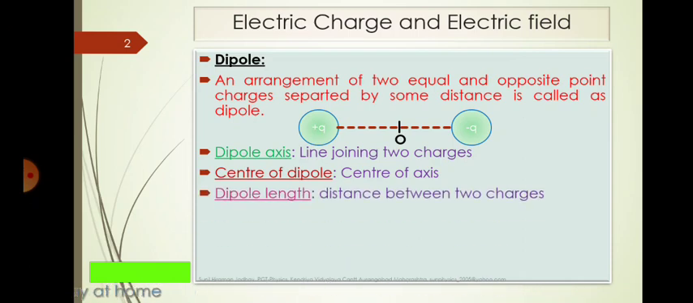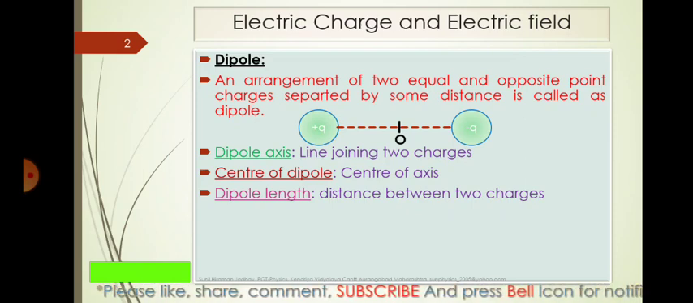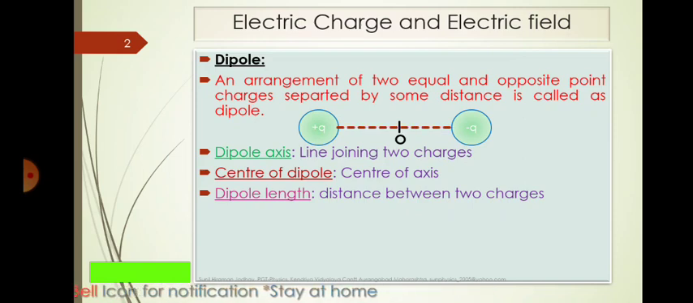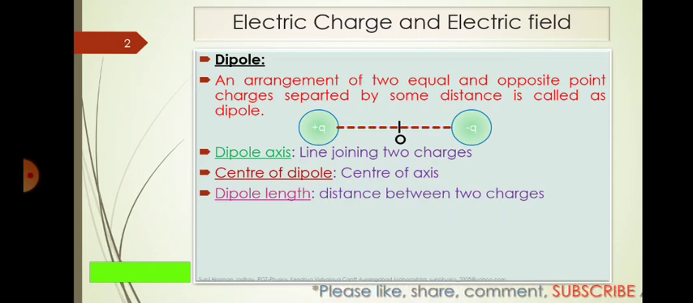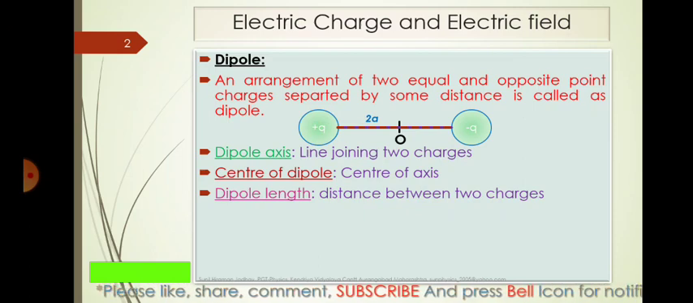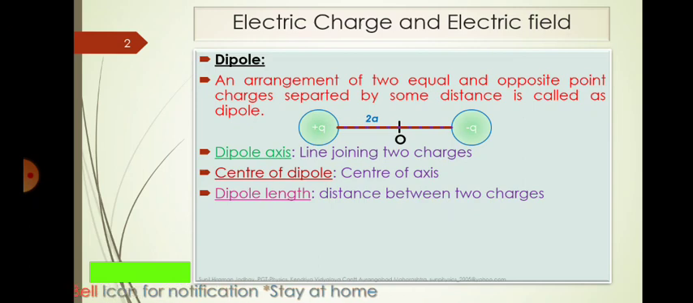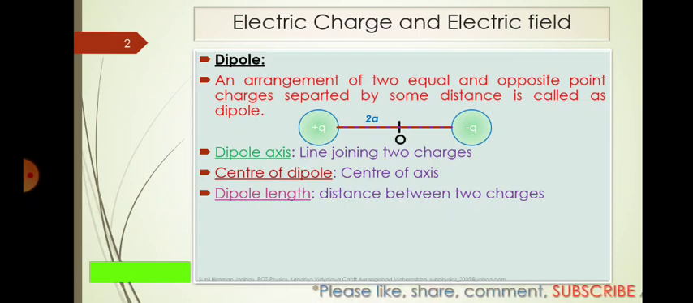Next, dipole length. Again, from the heading itself it is clear that it is the distance between two point charges. So you can see in the diagram, now I am completing it with a purple colored line here. So this total distance between these two charges is called the dipole length. Generally it is taken to be 2a. When I am saying 2a, basically the distance of each charge from the center of the dipole is taken to be a. So that's why it becomes 2a, right?